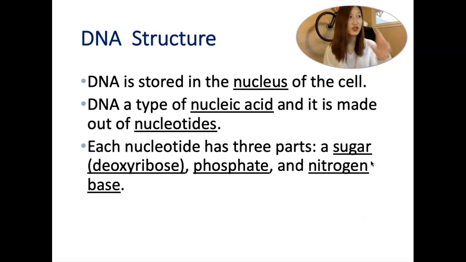Each nucleotide, so each Lego piece, right? If you think about a Lego piece, you have the parts that are bumpy, and then you have the other side that is not bumpy, right? It has a certain shape, a certain structure, which gives it a certain function. Same idea with DNA. It has a structure which gives it the function of being able to be used as genetic material. So when you think about a nucleotide, there are three parts to it: a sugar, and the specific type of sugar in DNA is called deoxyribose.